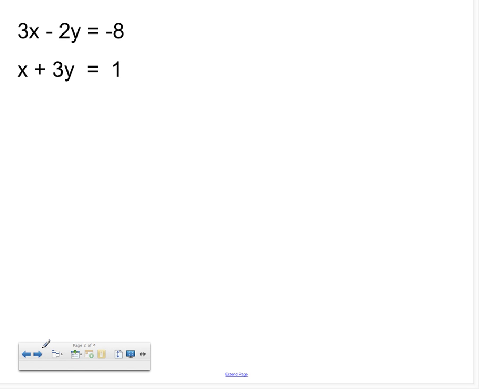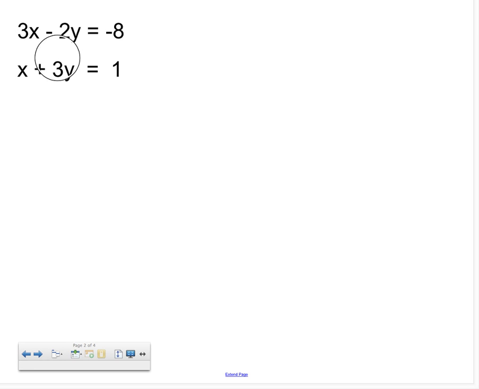Let's say I go about my business. I'm adding them together. 3x and x, so 3x plus x, that's 4x. Negative 2y plus 3y, that's just 1y. Negative 8 plus 1, that's negative 7. Well, this is a problem, because the goal in elimination, remember, is to eliminate one of the variables. That's why it's called elimination. But I still have both of them in my answer here. I can't really solve for x or y still because they're both in the way. So I have to do some housekeeping first.